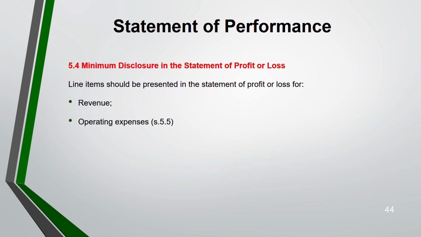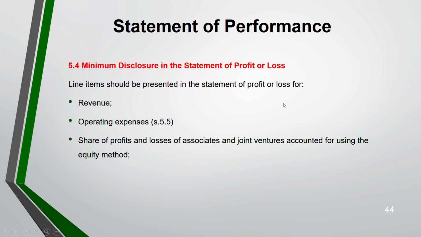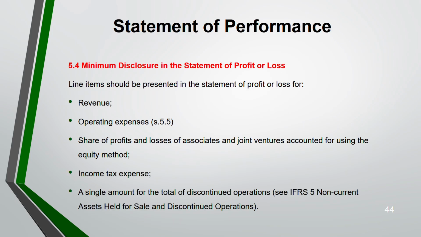Revenue. We start with revenue. Operating expenses. Operating expenses, by the way, we are going to cover in the next section as well in detail. That is 5.5, because the way we classify operating expenses also, there are different ways. Then share of profit and losses of associates and joint ventures using the equity method. Income tax expense. A single amount that goes to the discontinued operation under IFRS 5.